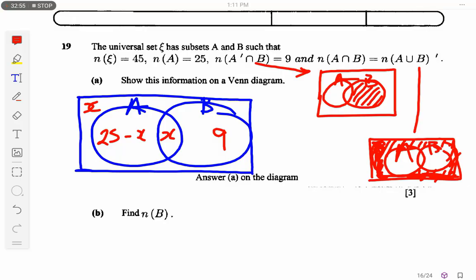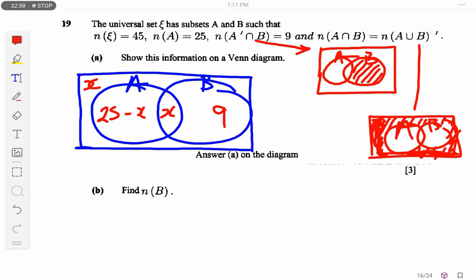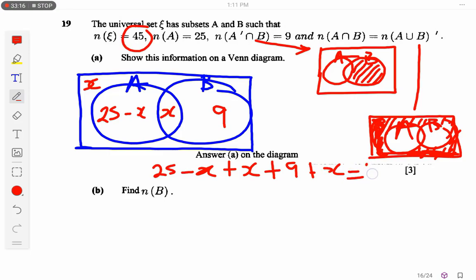Or else this is also okay. If we want, we can leave it like this. But if we want to simplify our life, we can say 25 minus X plus the intersection X, plus 9 plus the X outside, is going to be equal to the total 45. Then we find the value of X.